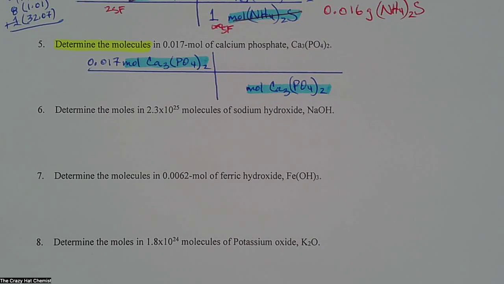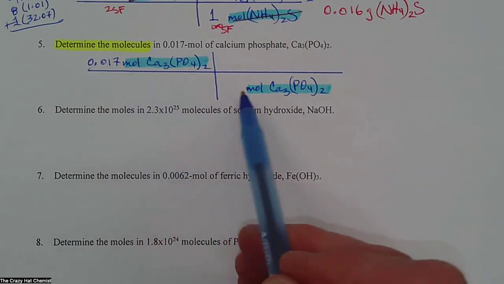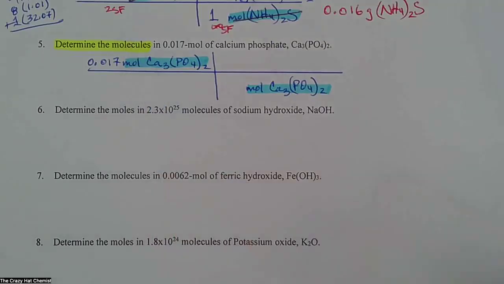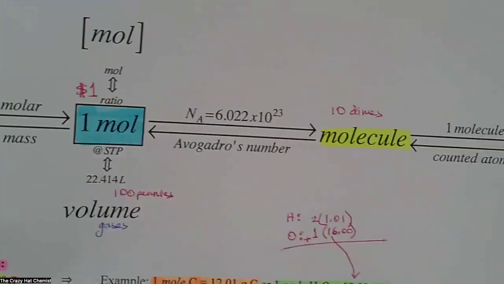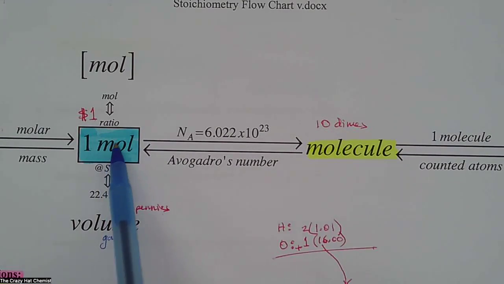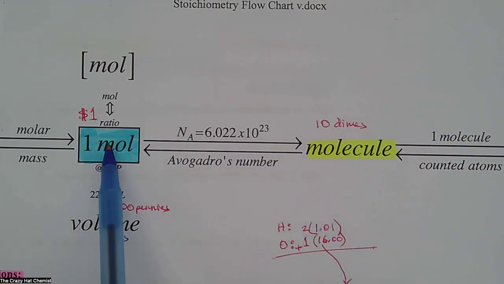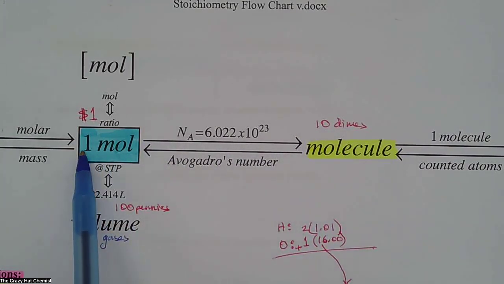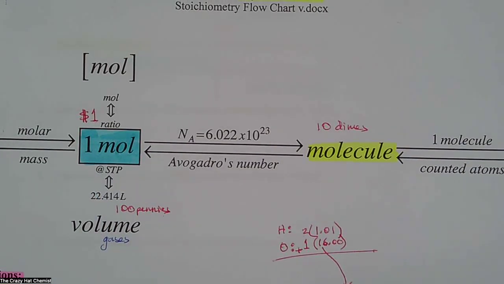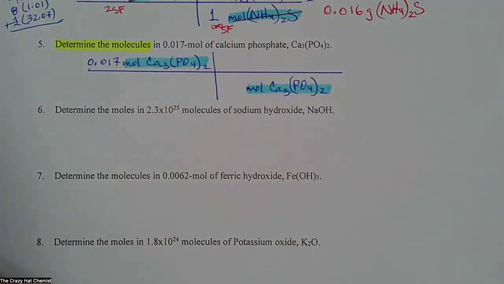Okay, awesome. Now what we're going to do is pull out our flow chart again. In our flow chart, we're going to go from moles to molecules. I have moles. I want to go to molecules because that's what the question is asking. So now I'm looking at this section of the flow chart. I'm going to go from moles to molecules. What's the number in front of the mole? As always, that's right, folks. It's the number 1 in front of the mole.